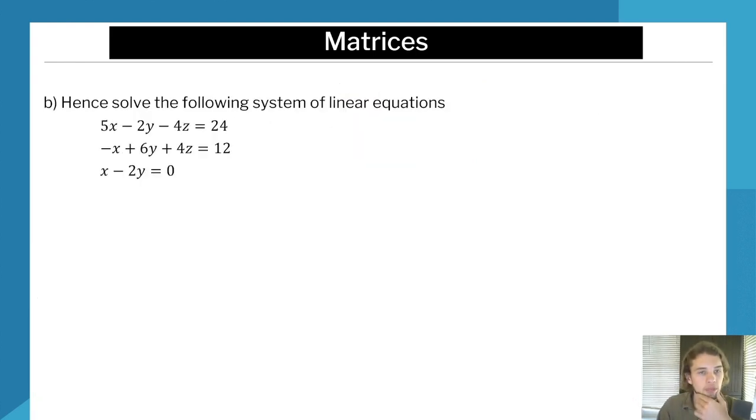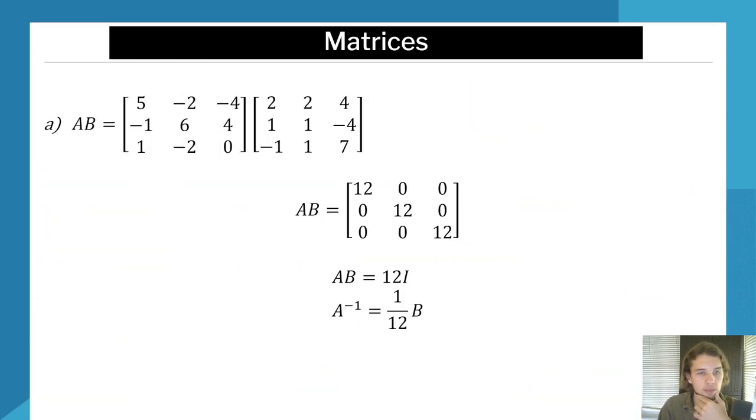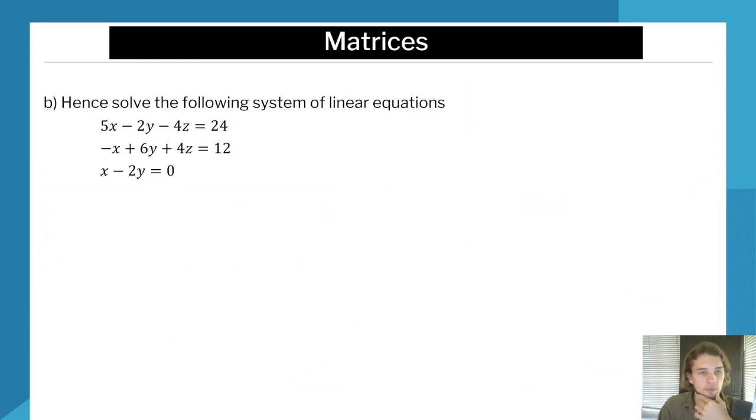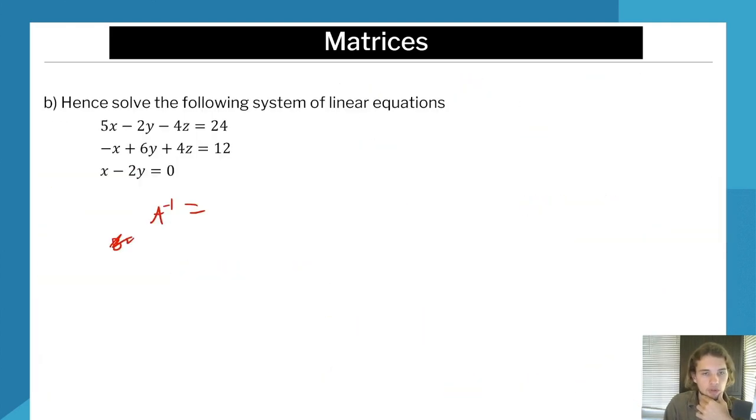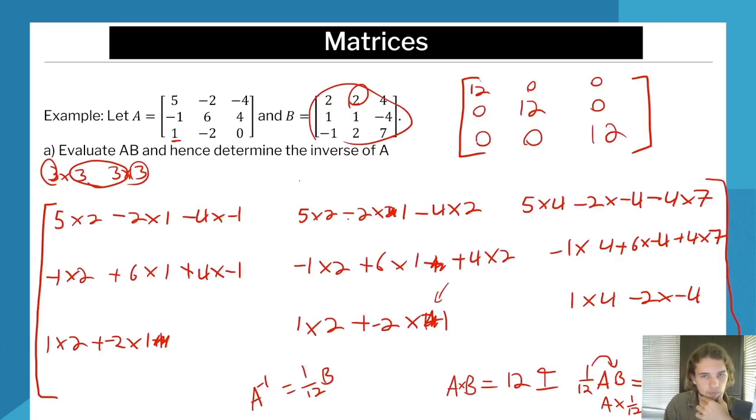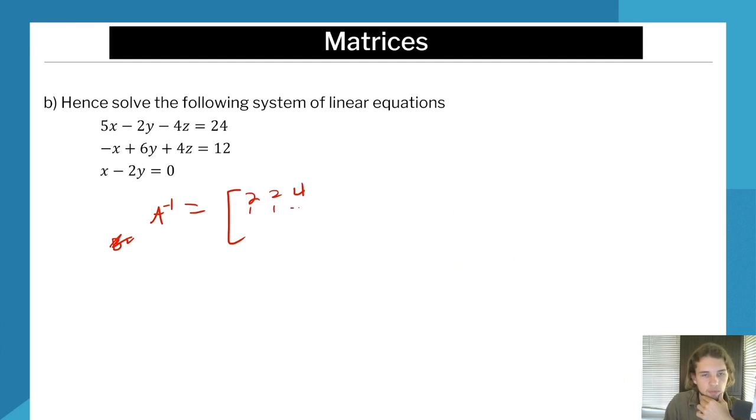So hence solve the following system of simultaneous equations. So I can say, okay, B, my inverse of A, is equal to 1/12 times the matrix 2, 2, 4, 1, 1, minus 4, minus 1, 2, 7, and that's all. I can't forget to put the 1 over 12 out the front there.